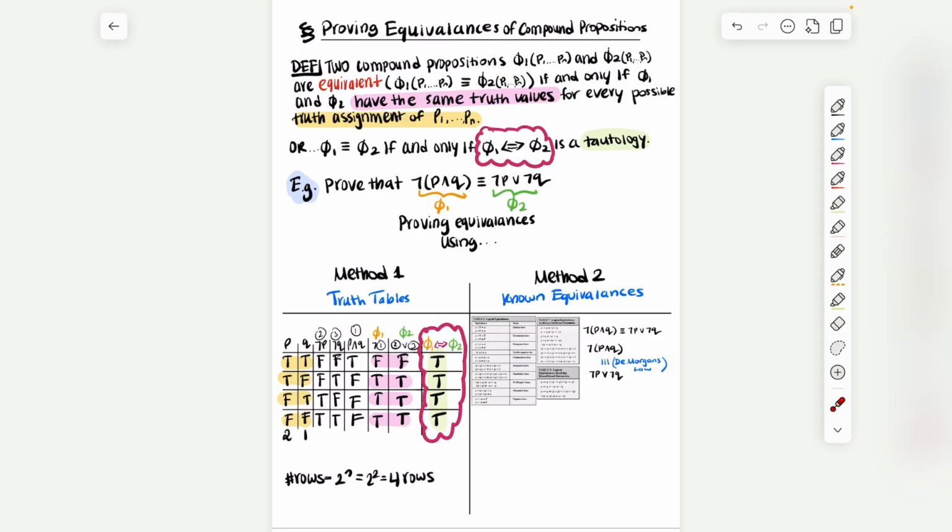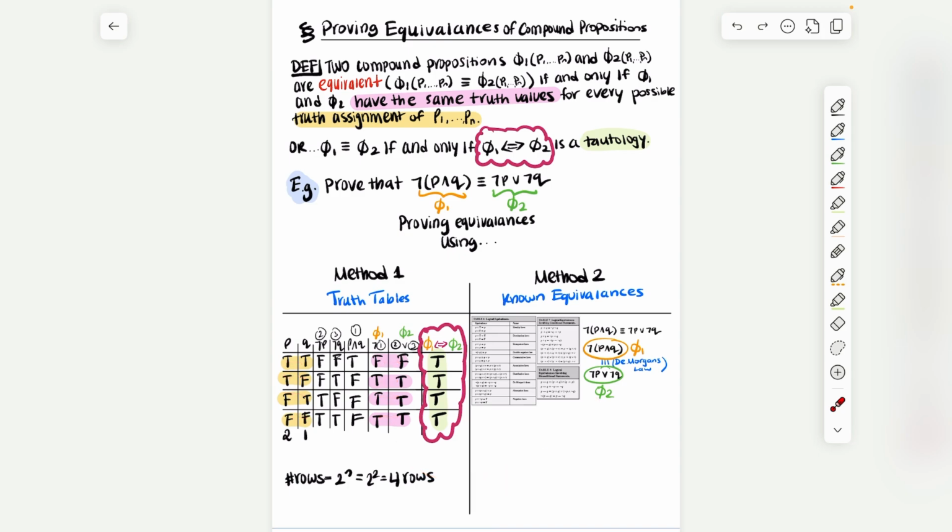And just as a side note, you can always check your work using a truth table. So even on an exam, if they say use known equivalences, whatever you get at the end, you can always check if you're right by seeing if whatever you got at the end and whatever you started with in the beginning have the same truth values using a truth table. In this case, this is compound proposition 1, which is over here, and this is compound proposition 2, which is over here. And so if we want to check our work, we can see, yeah, they have the same truth values for every possible truth assignment of P and Q. So therefore, they are equivalent.